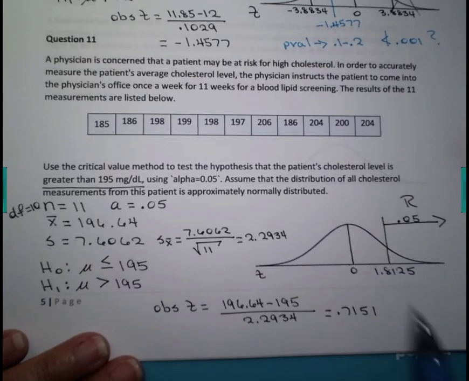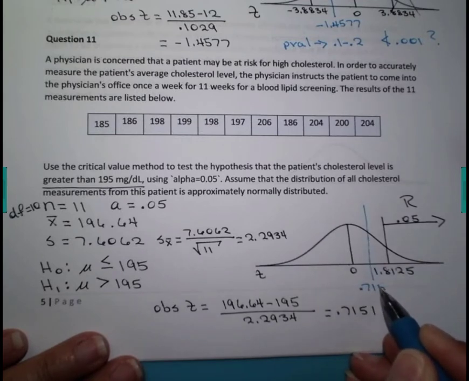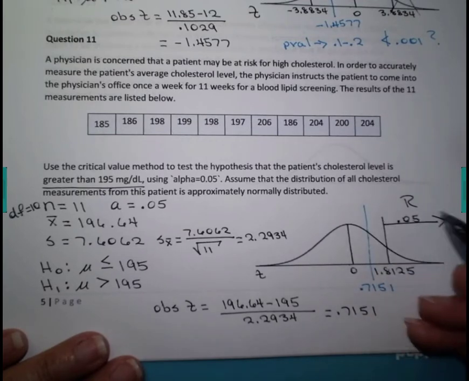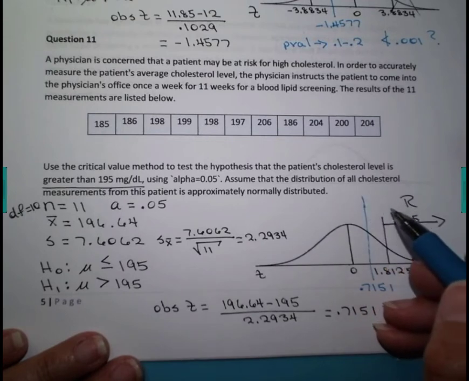0.7151. And where would that fall? Well, it's not as big as 1.8. It's going to fall somewhere in here, 0.7151, isn't it? And so it looks like it fails to reject, doesn't it?